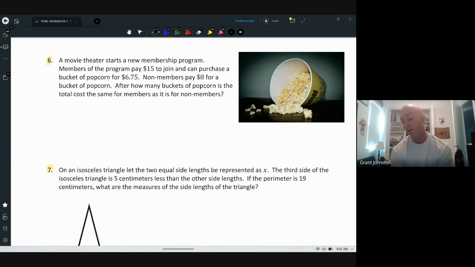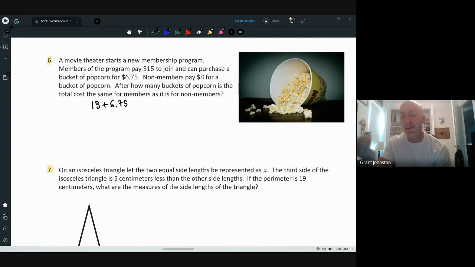So again, I'm going to write an expression for the members, and I'm going to write an expression for the non-members, and we want to figure out when they're the same, so I'm going to set them equal to each other. So I'll start off with the members. It's $15 to join plus $6.75 per bucket of popcorn.